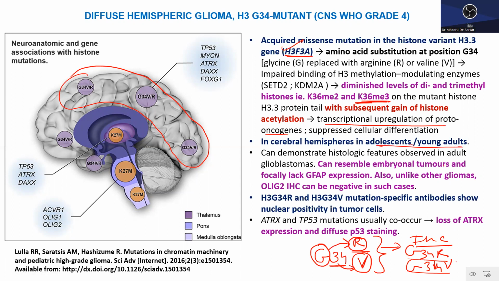And most importantly, they can resemble your medulloblastomas. They can look like embryonal tumors. And to make things even worse, they can actually sometimes lack GFAP, and even OLIG2 can be negative. So those are basically glial markers, right? So sometimes those glial markers can be negative in this particular family of tumors.